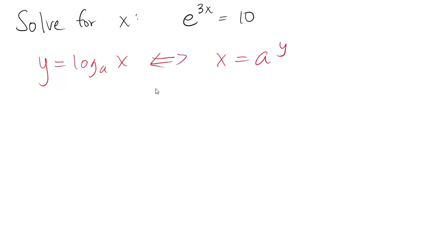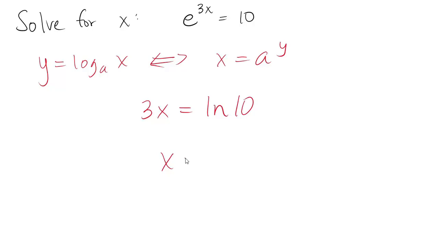The exponent is the expression that goes by itself on one side, so I'm going to isolate the 3x on one side. The base of the exponential expression becomes the base of the logarithm. Well, when the base is e, we usually write ln instead of writing log base e. It's not wrong to write log base e, we just typically write ln. The output of the exponential expression becomes the input to the logarithm, so we're going to plug 10 into the natural log. So this is 3x equals the natural log of 10.